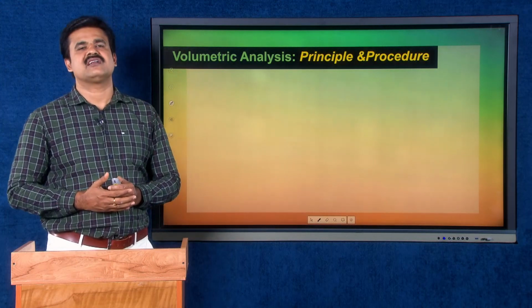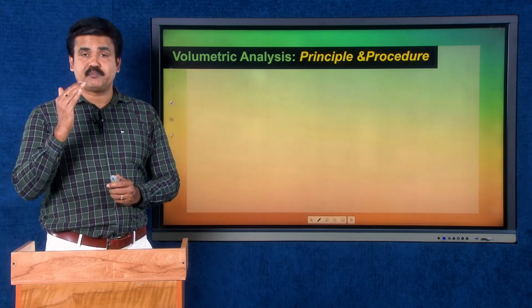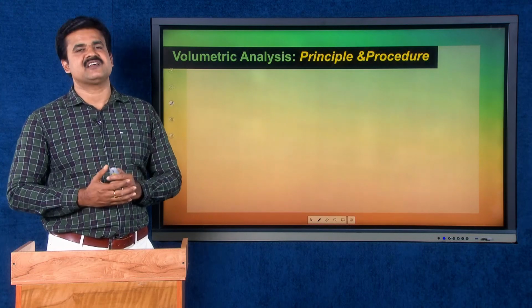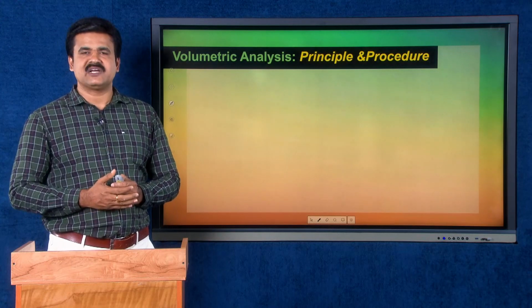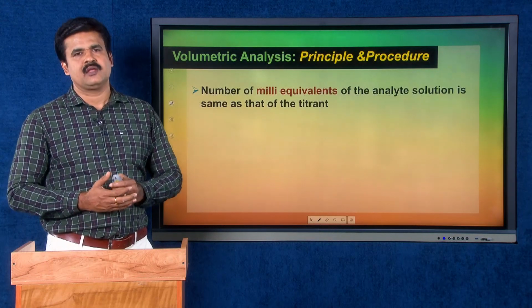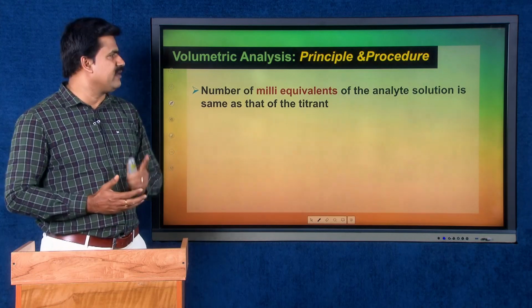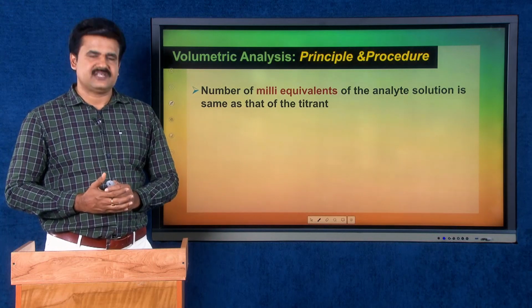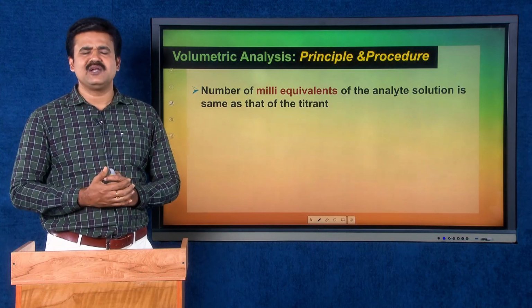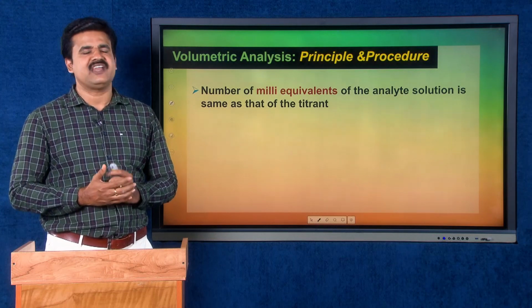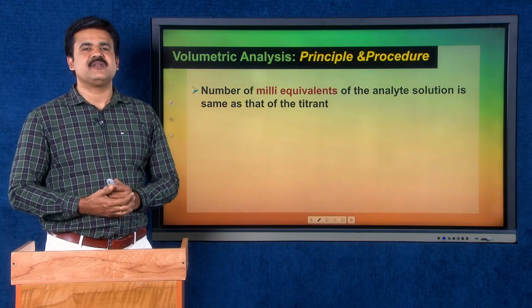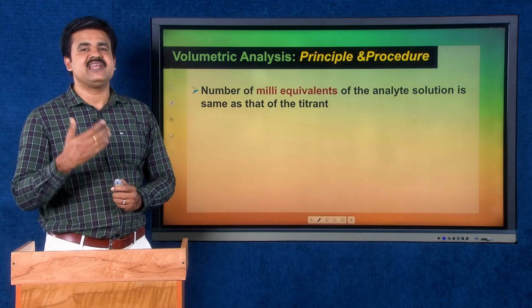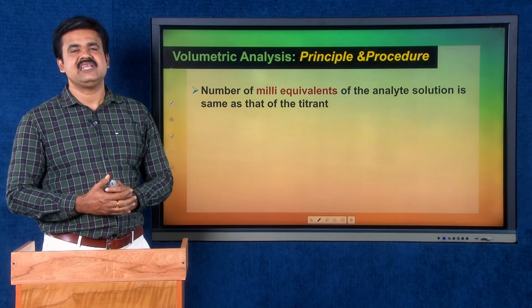Now, we are having a discussion on the principle and procedure behind volumetric analysis. The number of milli-equivalents of the analyte solution is the same as that of the titrant. How is it possible to find out the milli-equivalent of an analyte? Milli-equivalent can be easily connected to normality. Normality multiplied with the volume in ml gives you the value of milli-equivalents.